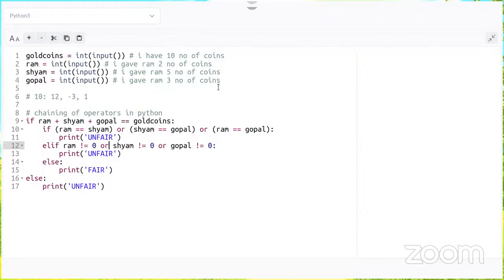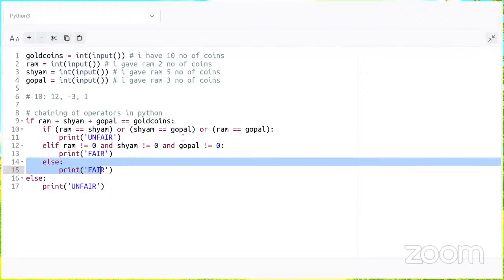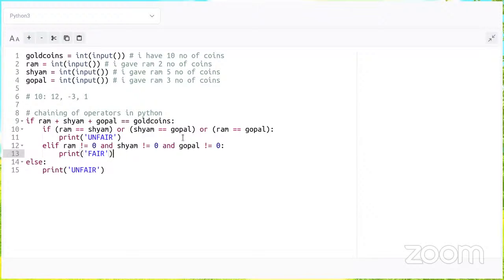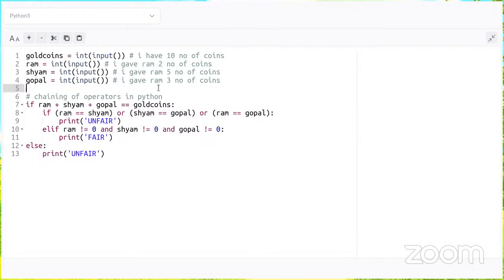Okay, so is this code now correct or not? It should be and, right, in 12. Correct. We need all three to be non-zero. If all three are non-zero, then you print fair, right? Do we need this else fair? This is wrong, right? This has to be removed. Yes. Okay, now finally, is this code correct? Looks like correct.